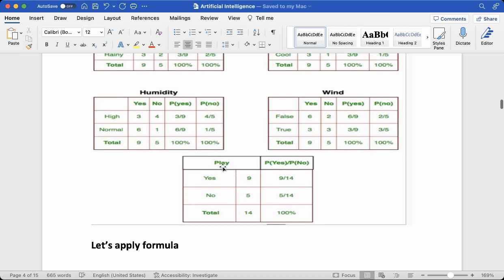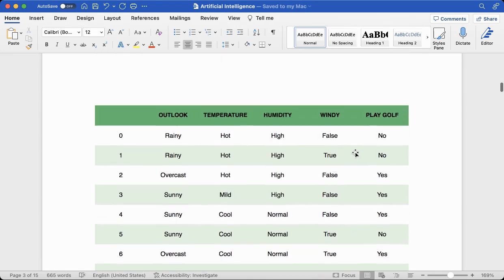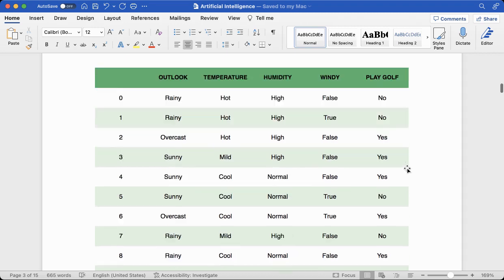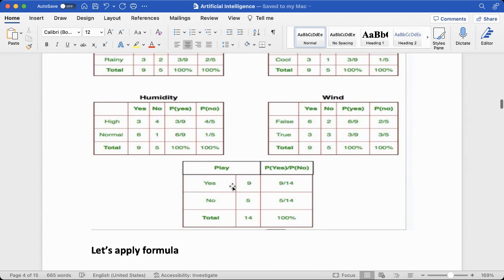So the play golf, like I did above, we have counted the total yes in our target column. I mean, here is our target column, yes no, because this is a binary classification, like we are just predicting the yes or no. But in the case of multi-class classification, suppose we are discussing the colors of something, there could be red, green, blue, orange, whatever, so that could be a different case. So the total play yes are 9 and no are 5. So when we come over here, it becomes 100%.